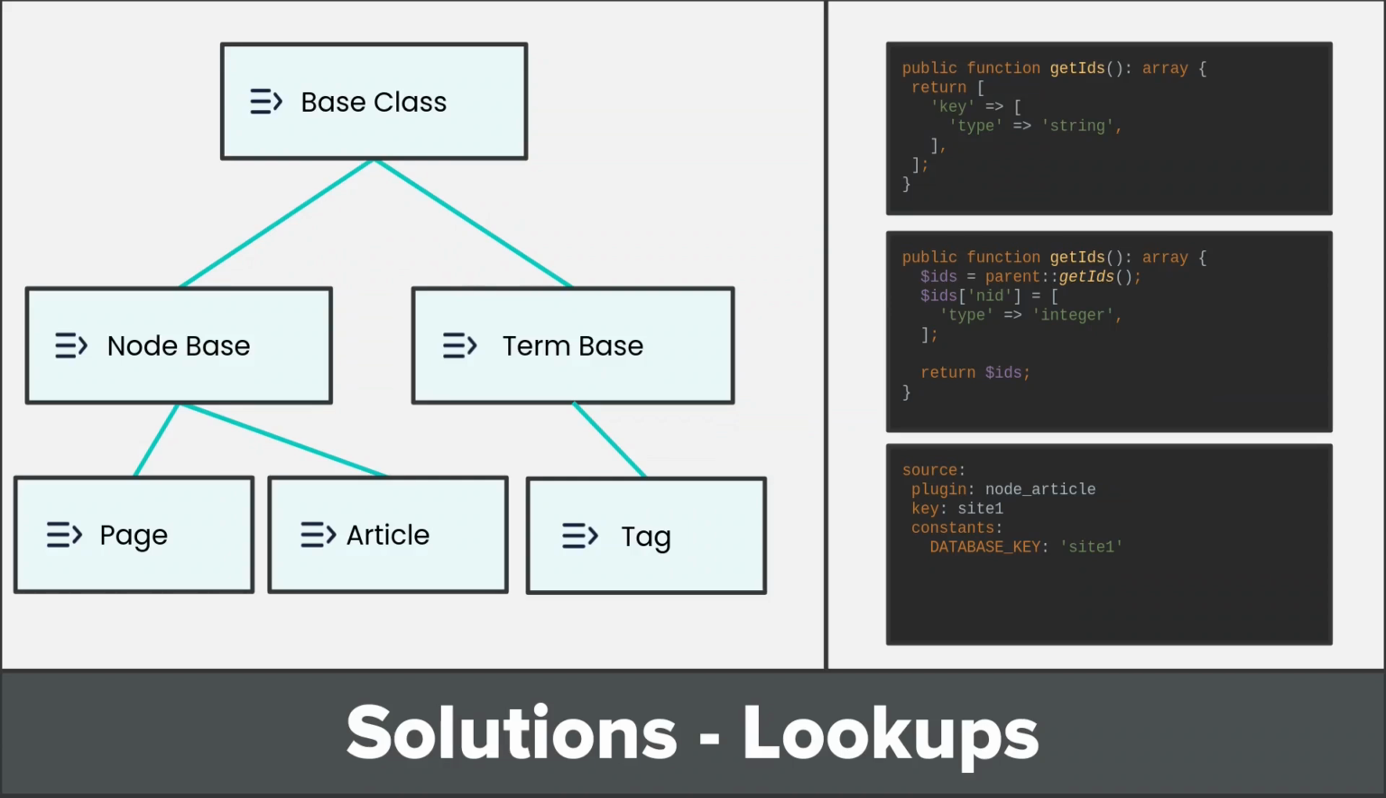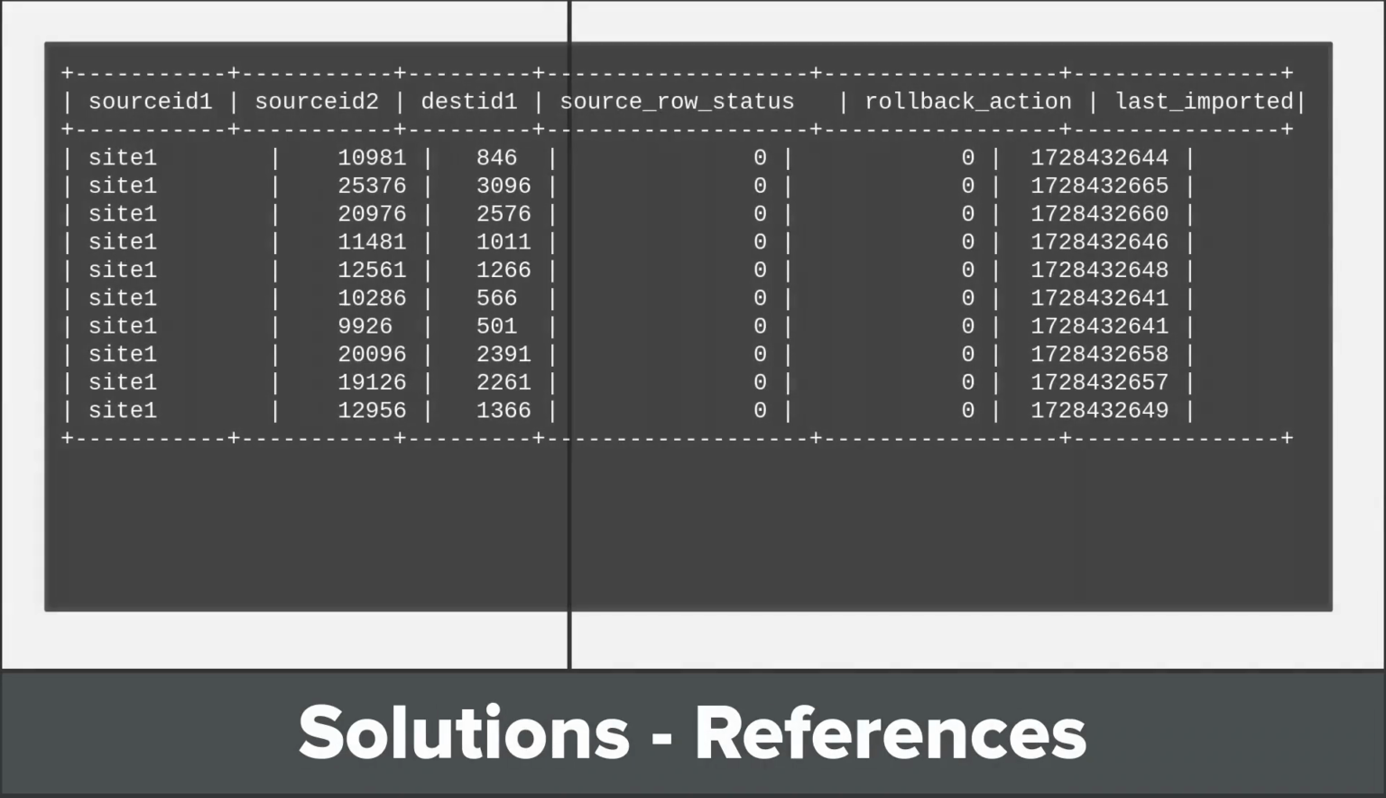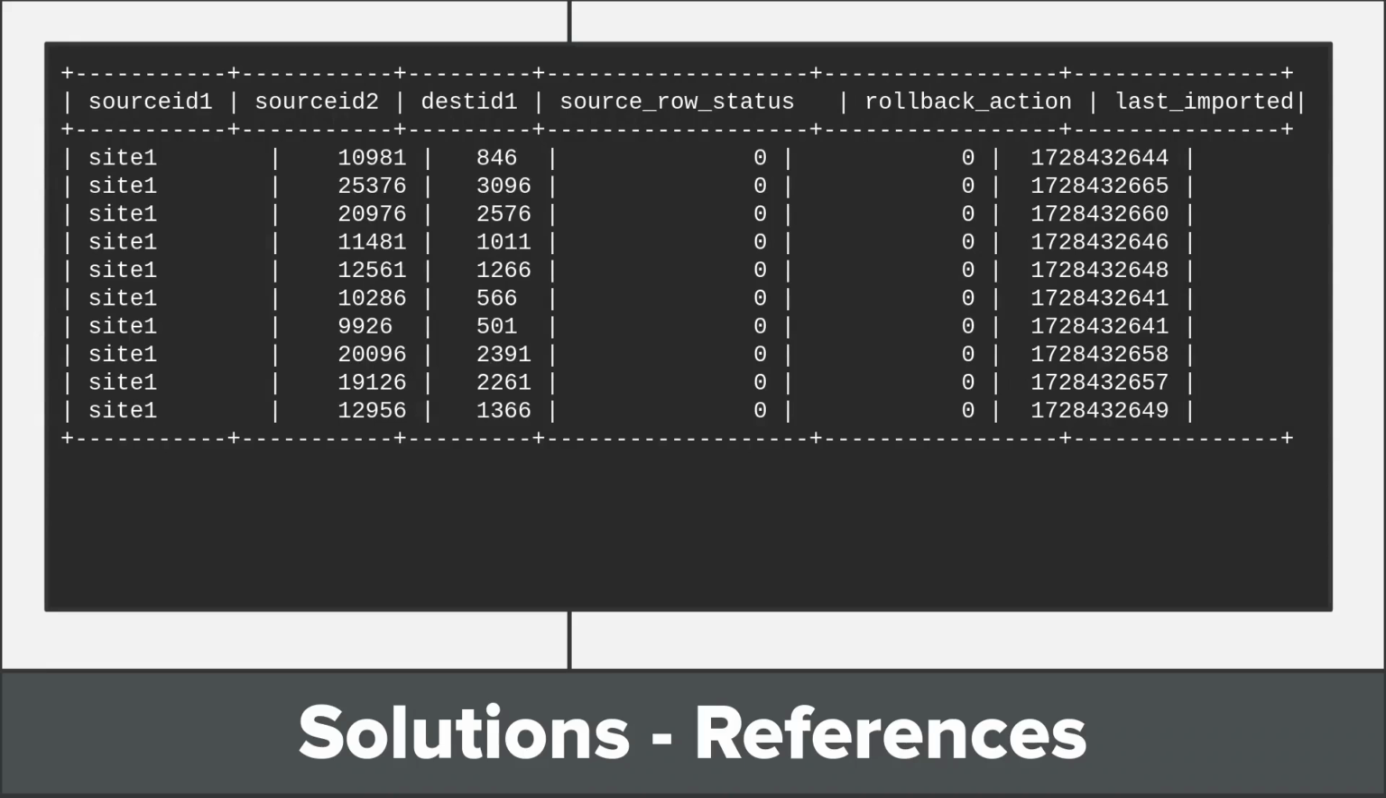And essentially, we just repeated this process over and over and over. So nodes, terms, paragraphs, all of the entities. But what this ends up giving you in the database, really low level, is you have your source ID 1 become the site's name, your source ID 2 becomes the node ID or the term ID or whatever. But now that we have that and it's a required key in the database, we can then start using our lookups against that.